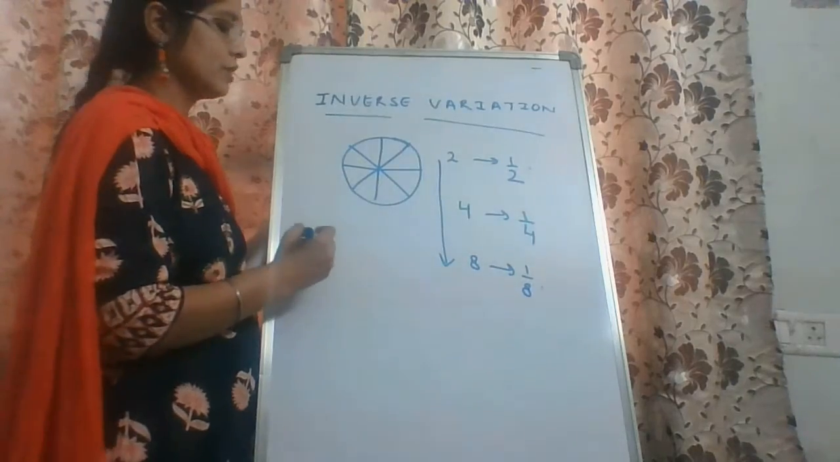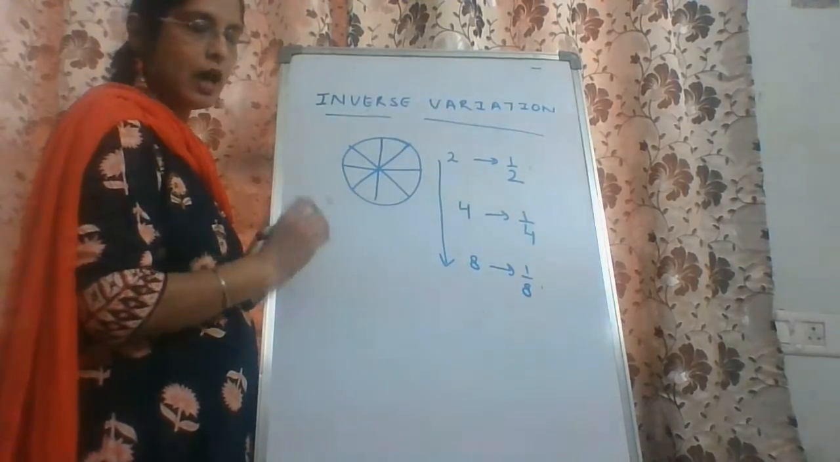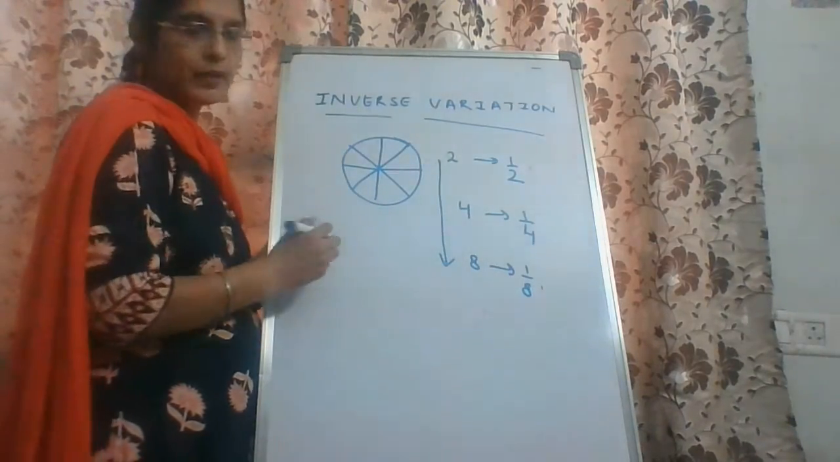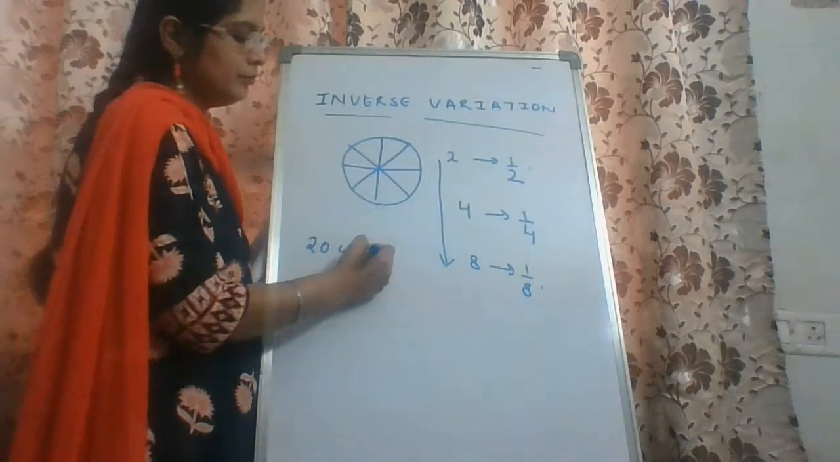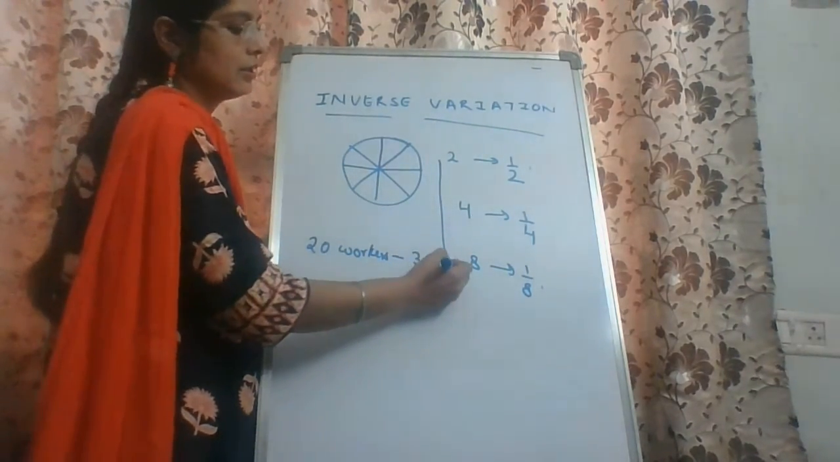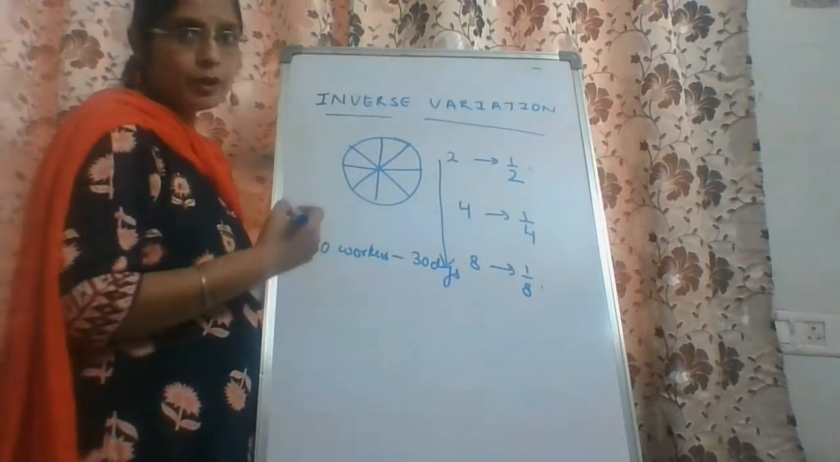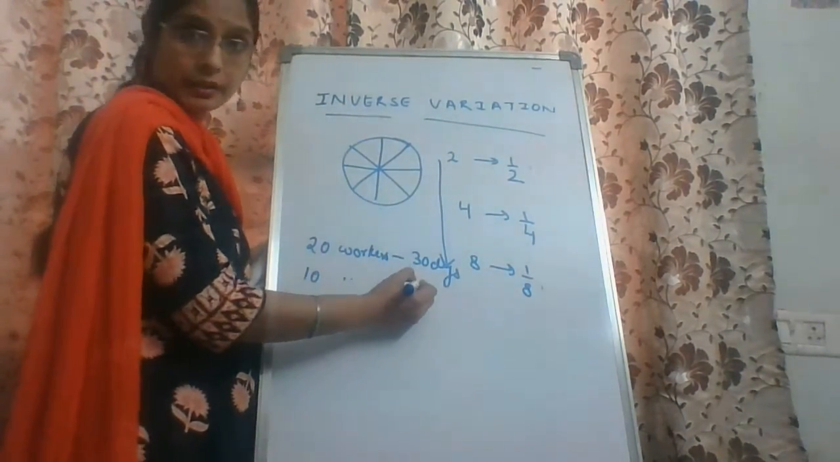We can take one more example. Let there be a house. Let the house be built. Let 20 workers build it in 30 days. But if the number of workers is decreased, time will increase.